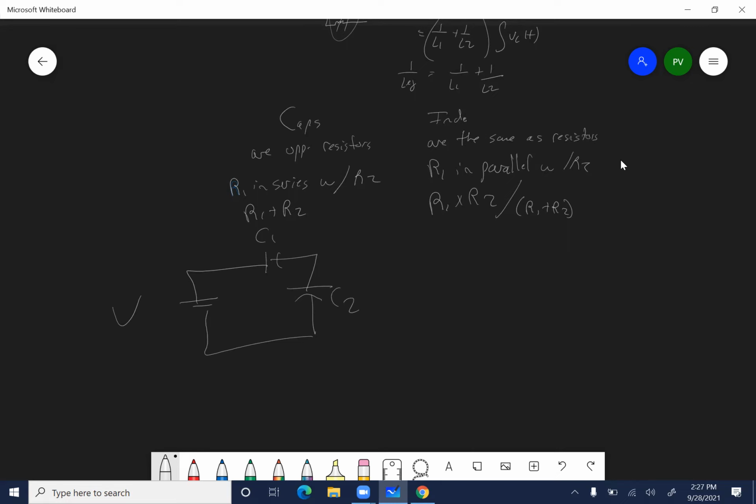How is voltage divider going to work for a circuit? Any thoughts? Well, if I'm looking for VC2, how do I write an equation for VC2?